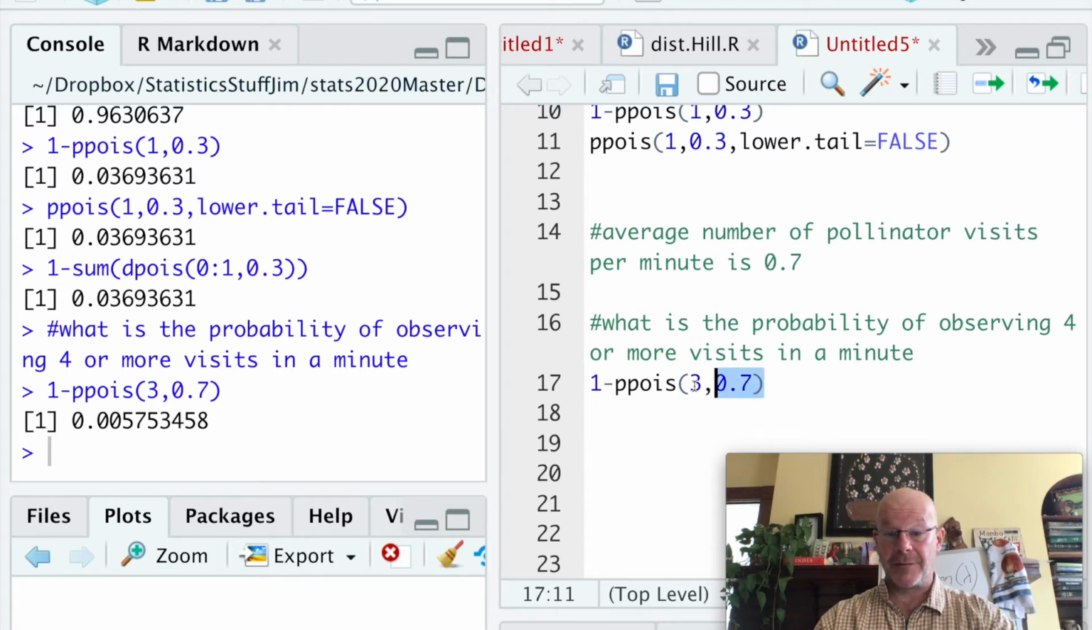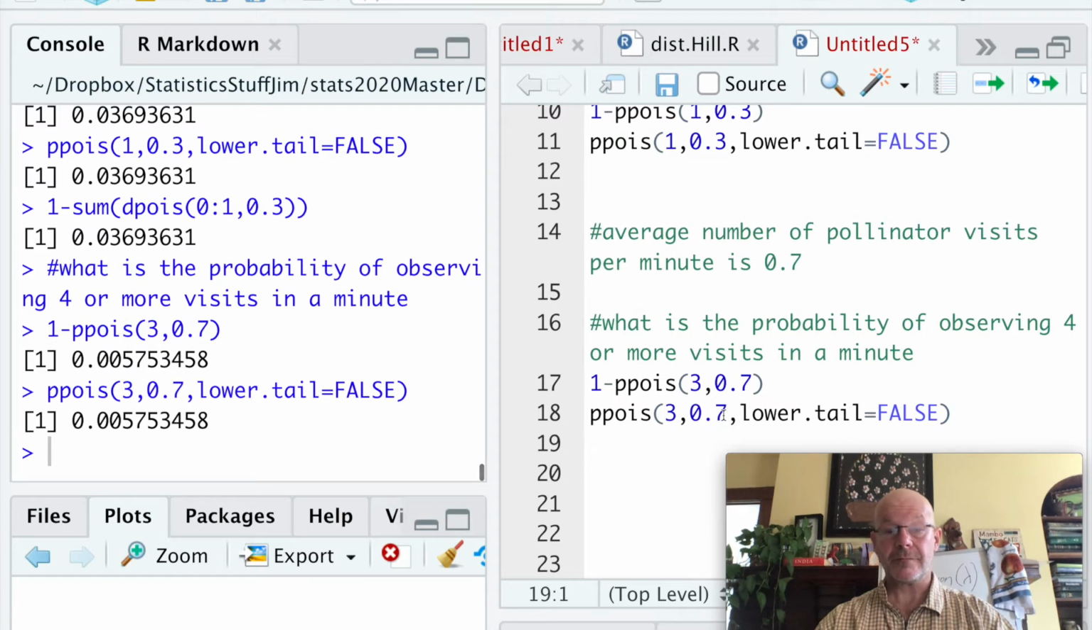The other way we could have done the same thing is to just simply say lower.tail equals FALSE. And it's going to give us the same number. And so we can use these functions in the same way, playing all the same games with using these functions that we did with binomial, except here we're dealing with a Poisson.